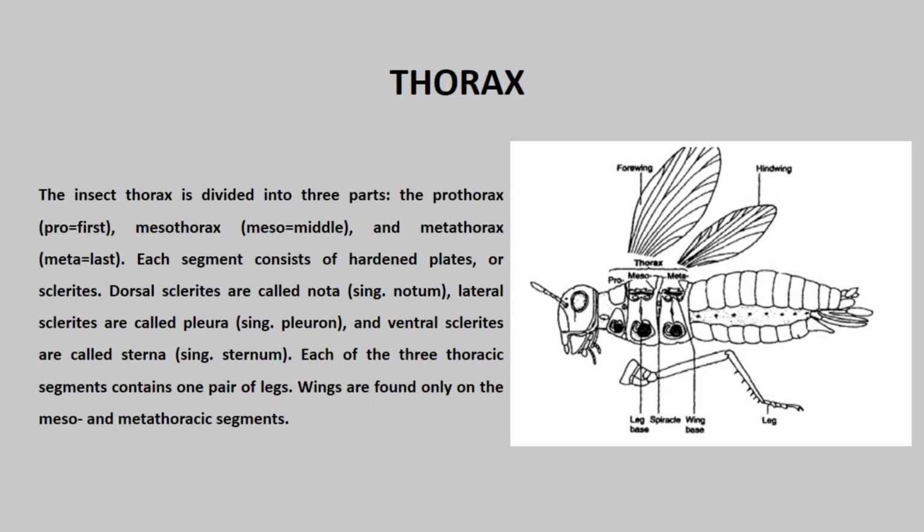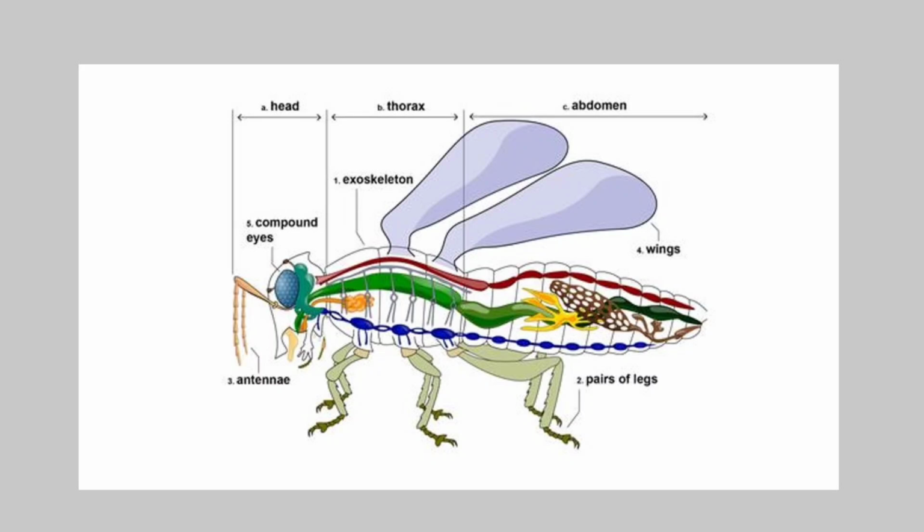Thorax. The insect thorax is divided into three parts: the prothorax, pro means first, mesothorax, meso means middle, and metathorax, meta means last. Each segment consists of hardened plates, or sclerites. Dorsal sclerites are called nota, singular notum, lateral sclerites are called pleura, singular pleuron, and ventral sclerites are called sterna, singular sternum. Each of the three thoracic segments contains one pair of legs. Wings are found only on the meso and metathoracic segments.